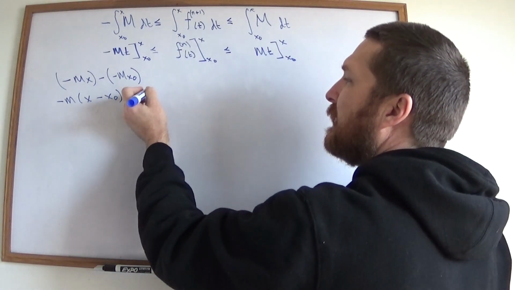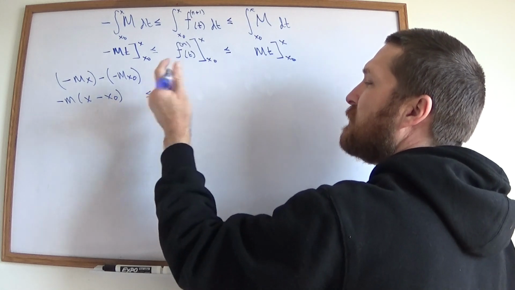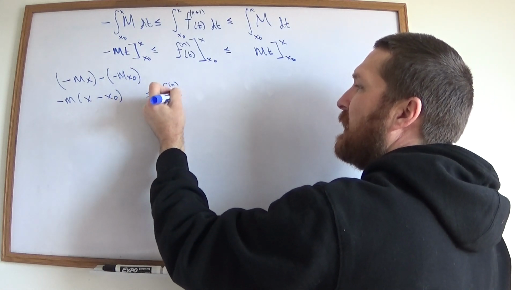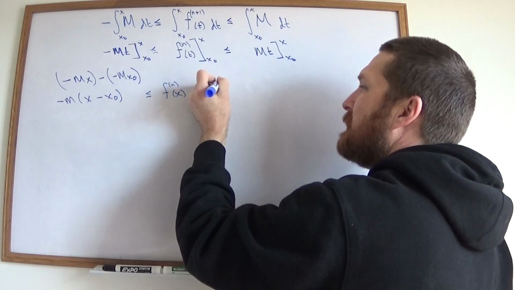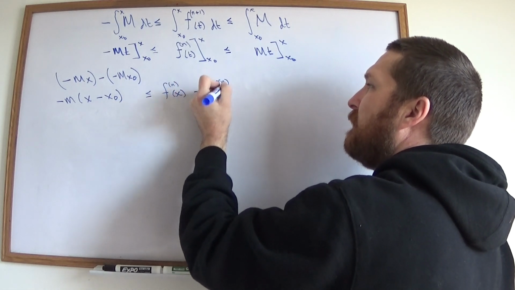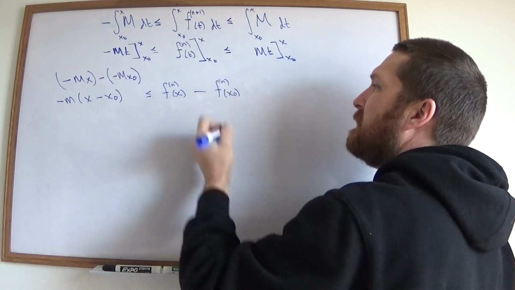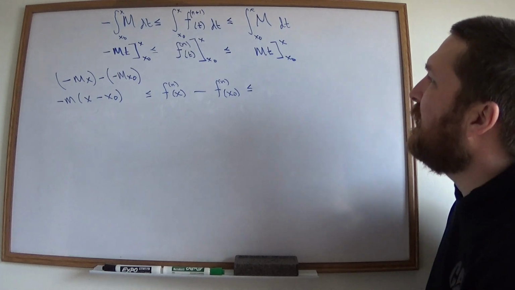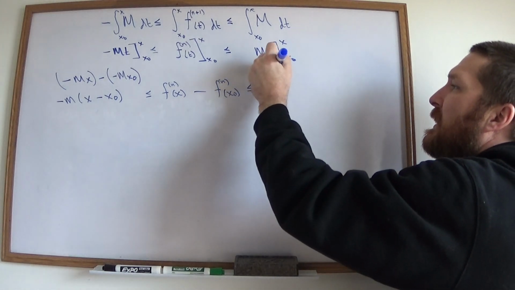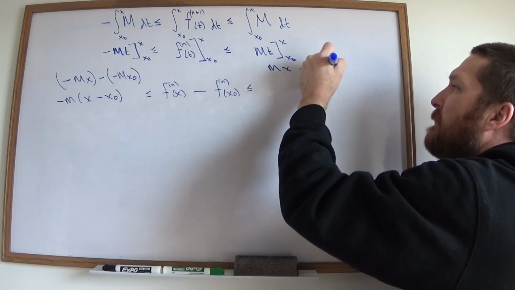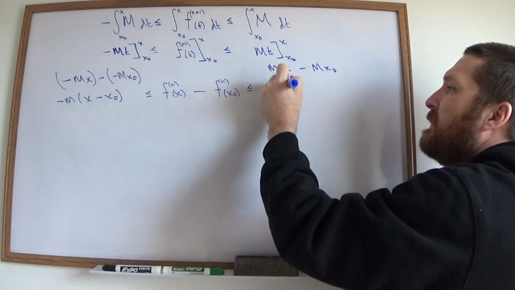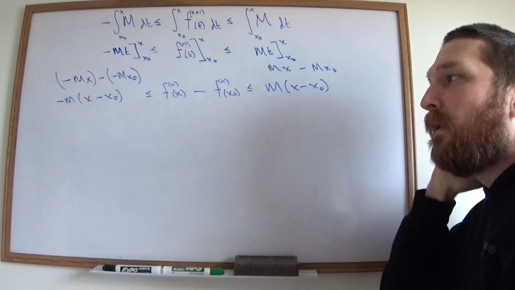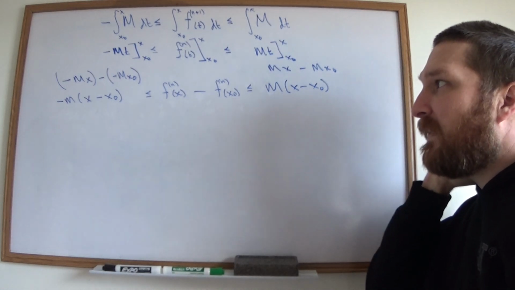Okay, now let's figure this out. So this would be the nth derivative at x minus the nth derivative at x0. Finally, this should be mx minus mx0, or I could just write that as m times x minus x0. Everybody buy that?